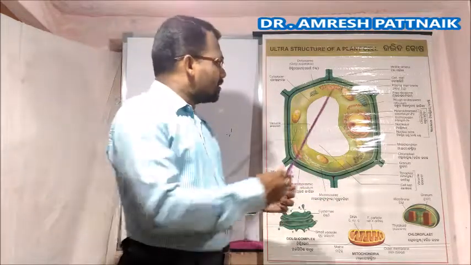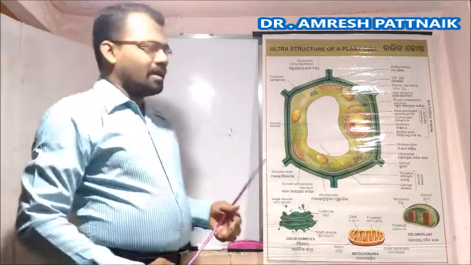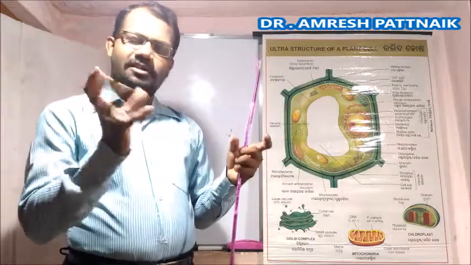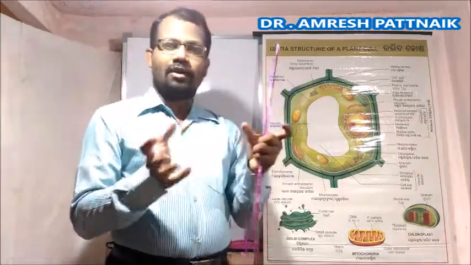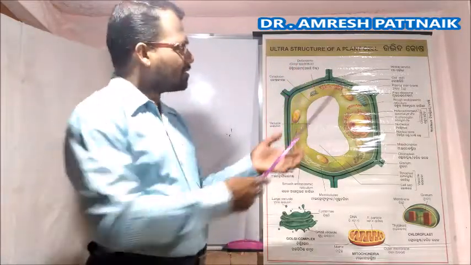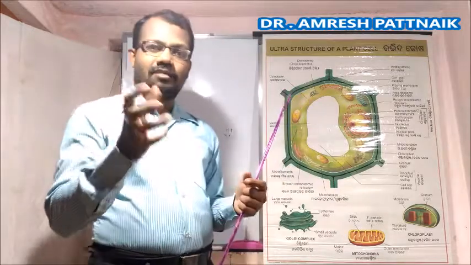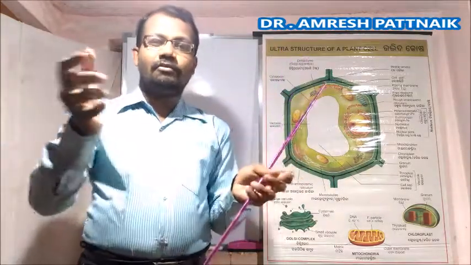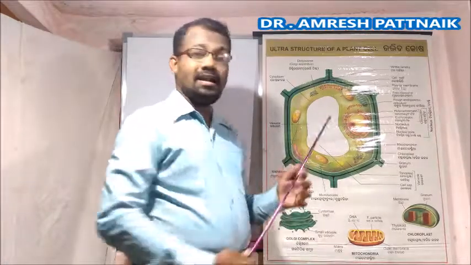Out of all this, we know that a fruit becomes a ripe fruit. How is the raw fruit converted into ripe fruit? Because this middle lamella is ruptured or destroyed, the raw fruit is converted into ripe fruit. So this is the middle lamella.